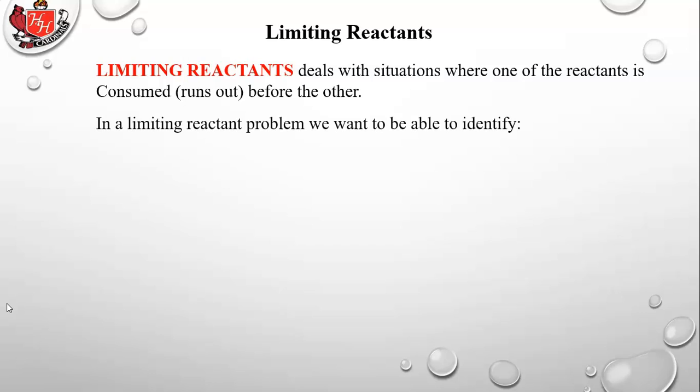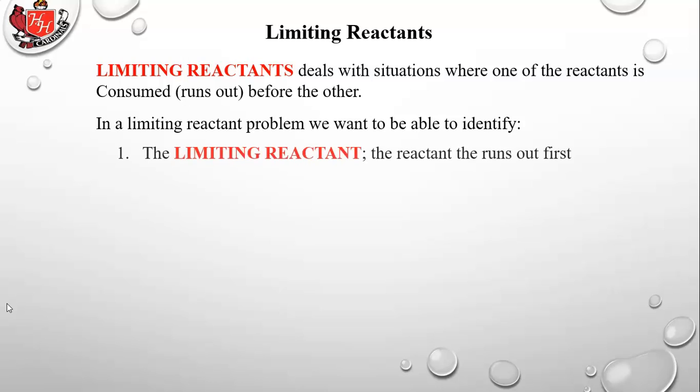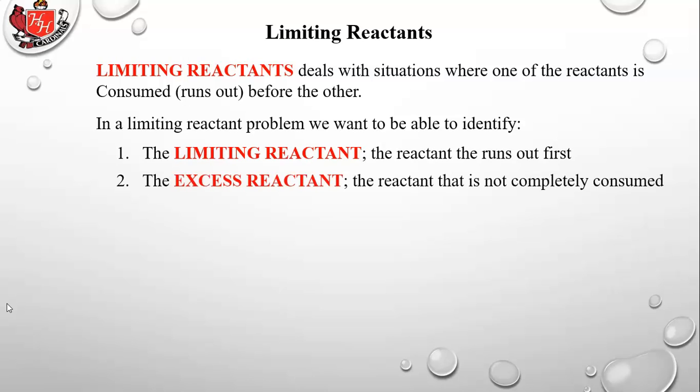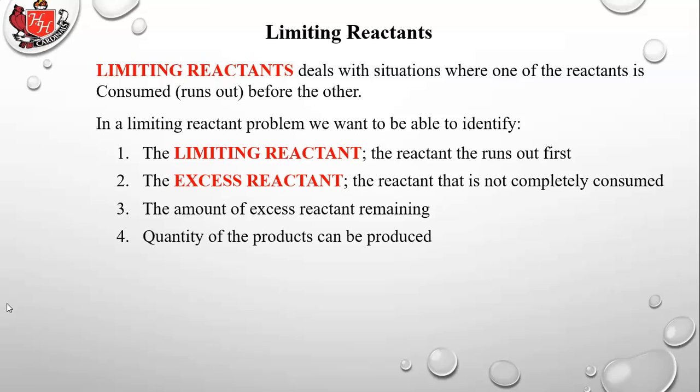In a limiting reactant problem, we want to be able to identify 1, the limiting reactant, the reactant that runs out first, and 2, the excess reactant, the reactant that is not completely consumed or used up. And 3, the amount of excess reactant remaining, as well as 4, the quantities of the products that can be produced.